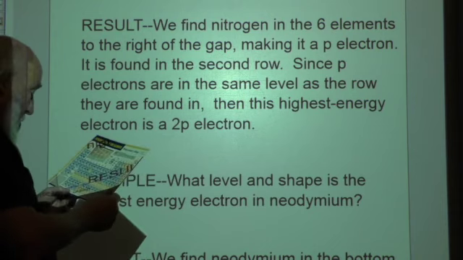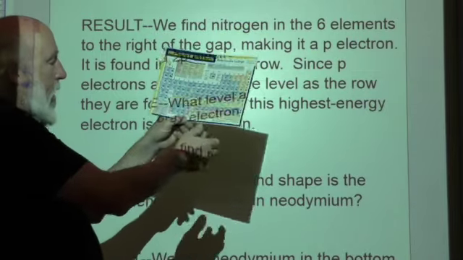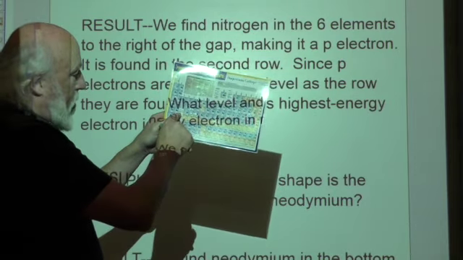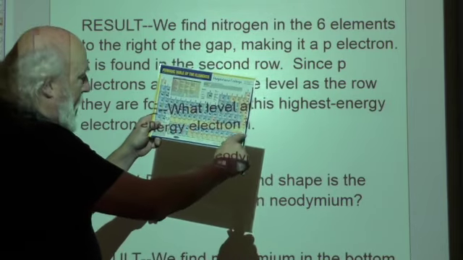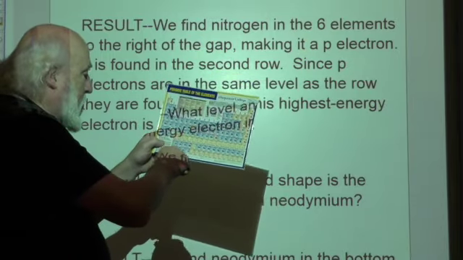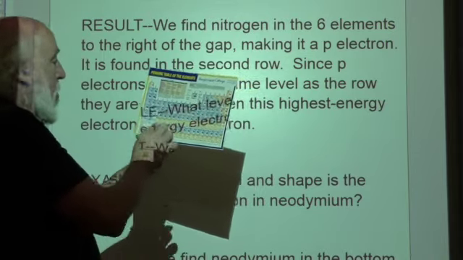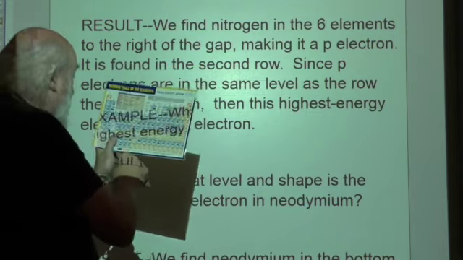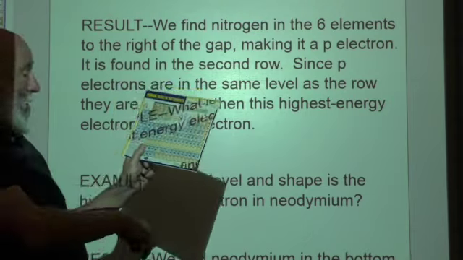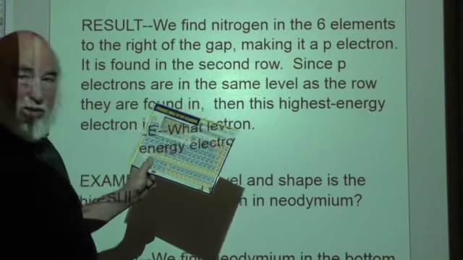Next one. What level and shape is the highest energy electron in neodymium? Neodymium is element number 60. It's right here. Okay, now again, remember, the La and the Ac don't belong here, they belong up here. They call these elements here the lanthanides because they follow lanthanum. And they call these right here the actinides because actinium actually belongs there. So we ignore those 2 right there. But we do notice that neodymium is in this group of 14 down there. And this row right here belongs right here, and that's row 6.